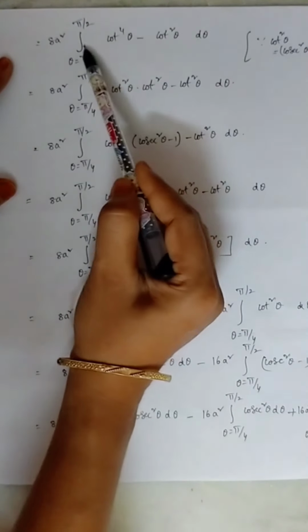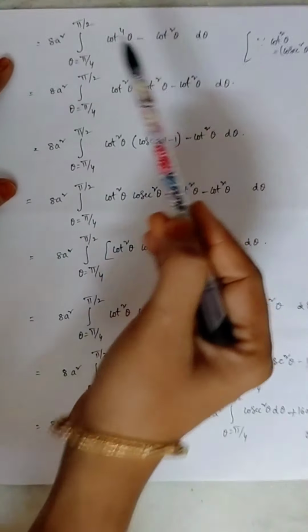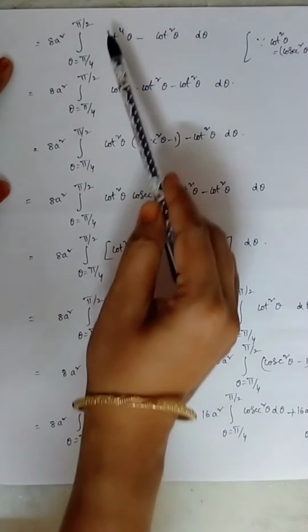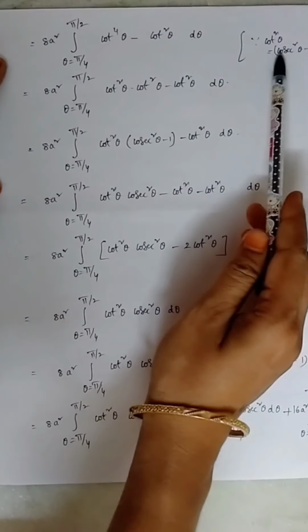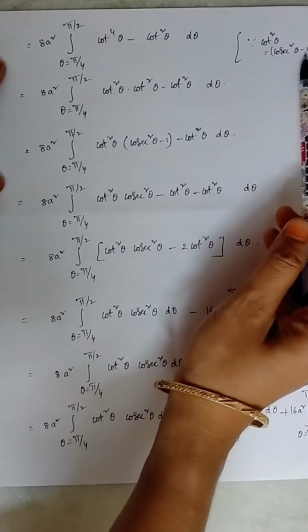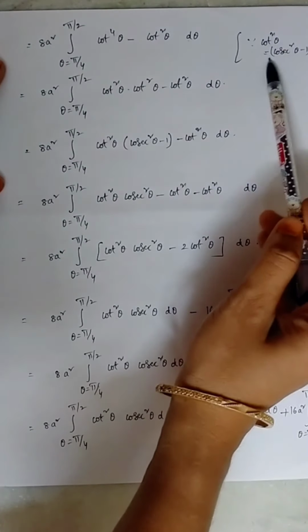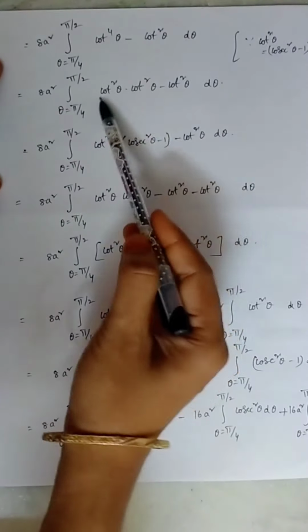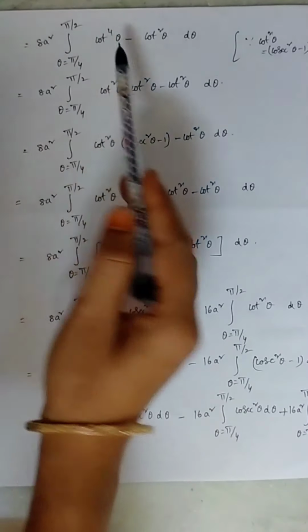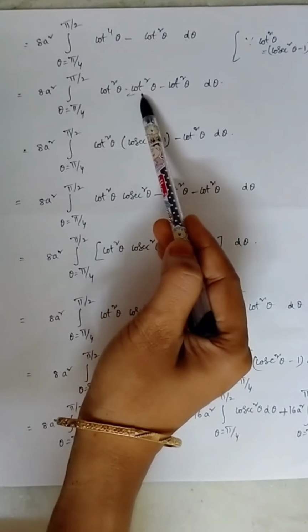We can't integrate cot to the power of 4 theta directly. We don't have any formula for the integral of cot to the power of 4. So we know the trigonometric formula cot square theta equals cosecant square theta minus 1. So to use this formula, we have to take cot to the power of 4 theta. We can write it in terms of cot square theta into cot square theta.